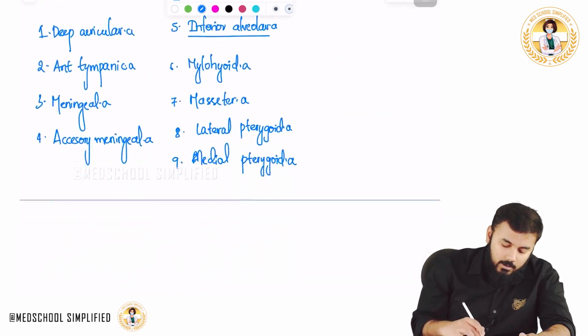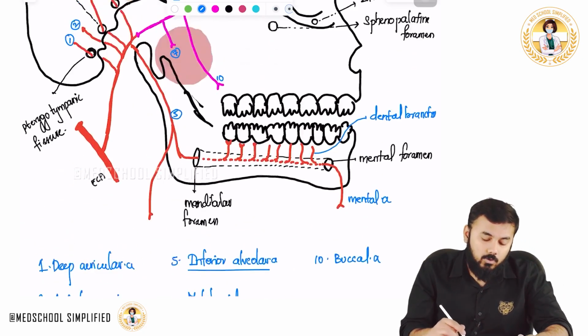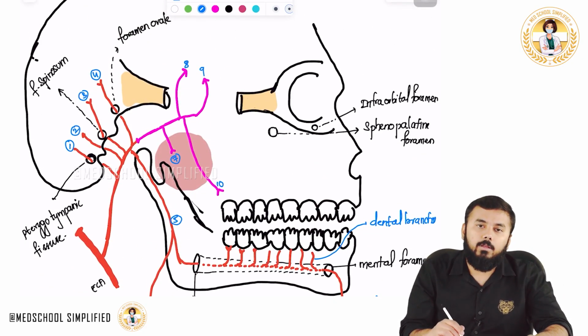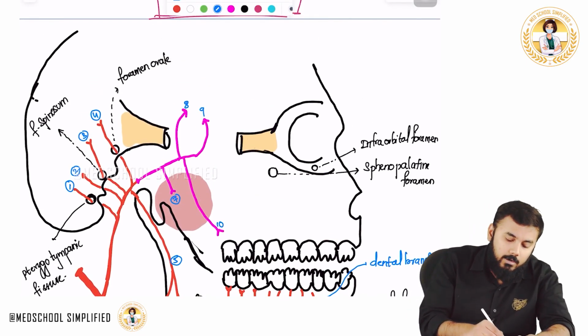Artery number 10 is called as your buccal artery. Okay, so artery number 10 is called as your buccal artery. Now after this buccal artery is done, we have got another important artery.